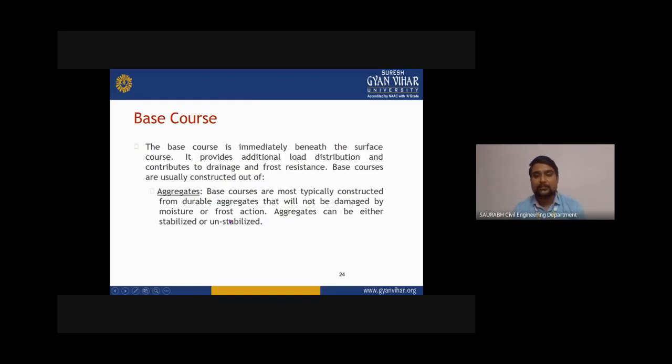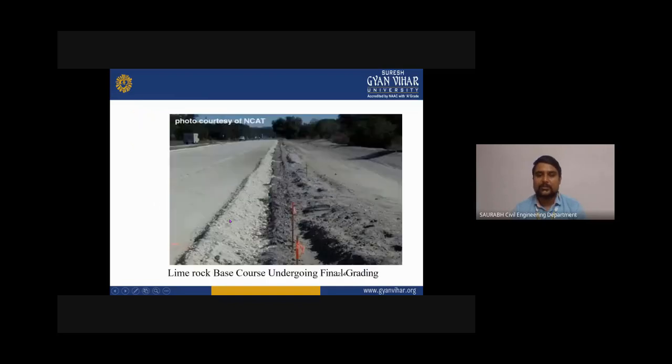Now come to the second, base course. The base course is immediately beneath the surface course. It provides additional load distribution and contributes to drainage and frost resistance. Base courses are usually constructed out of aggregate. Base courses are most typically constructed from durable aggregate that will not be damaged by moisture or frost action. Aggregate can be either stabilized or unstabilized.